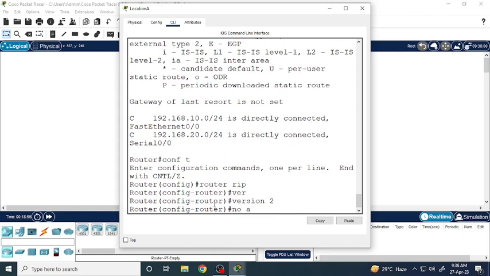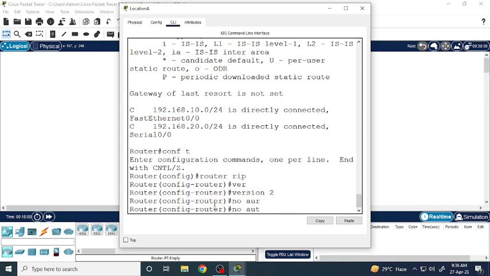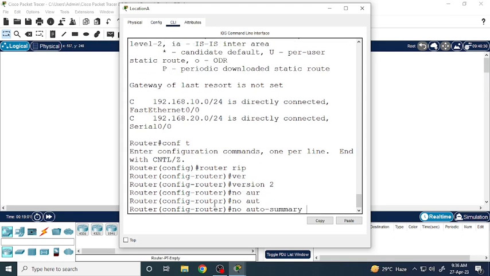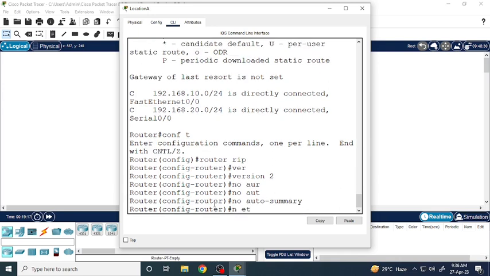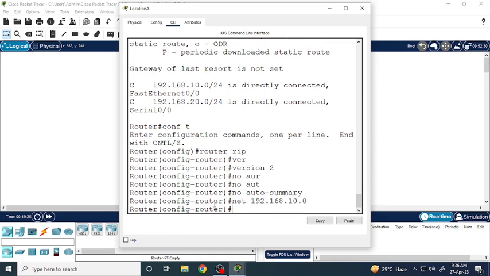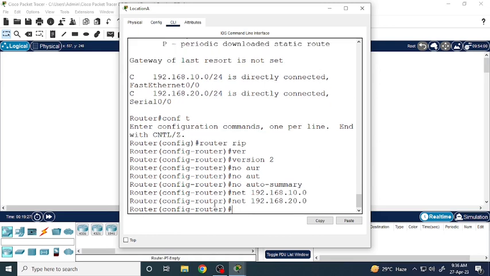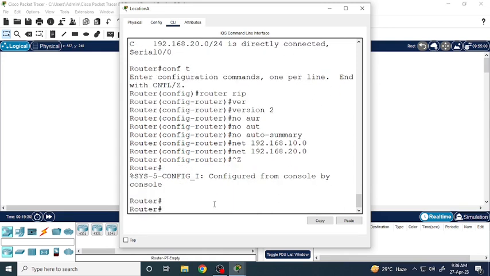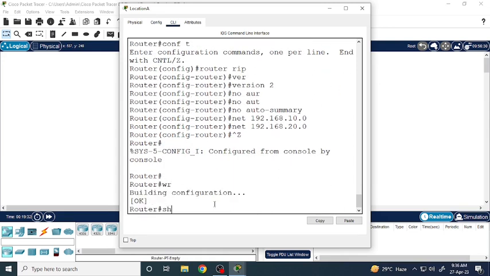Okay, and then another command, no auto-summary, is also recommended if you are using subnetted networks. If you are using classful addresses, then there is no need for that. But if you are using classless, then you should and you must apply this command. Okay, and then again you have to provide advertisements, net 192.168.10.0 and 20.0. Okay, there you go. Write command and show IP route.